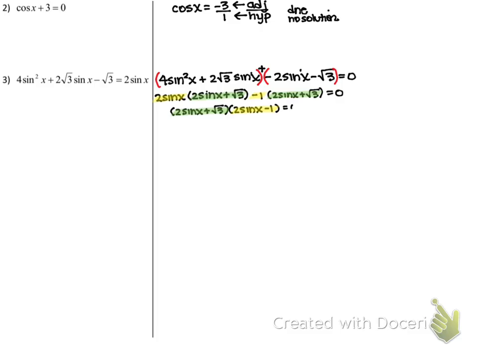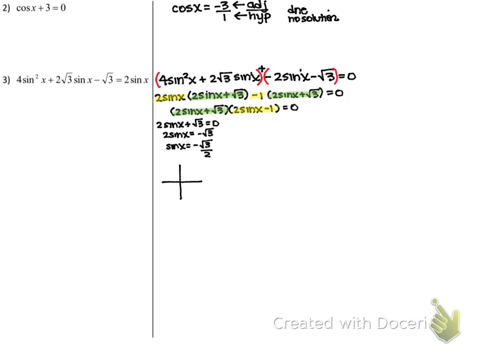Equals 0. Okay, zero product property. 2 sine x plus root 3 equals 0. Two sine x is equal to negative root 3. Whenever you want to try these on your own, and hopefully you are pausing, just pause them and come back and check. Okay, sine x is equal to negative root 3 over 2.